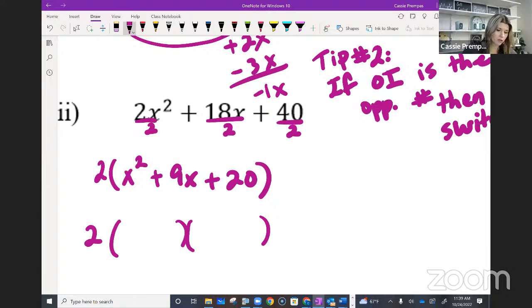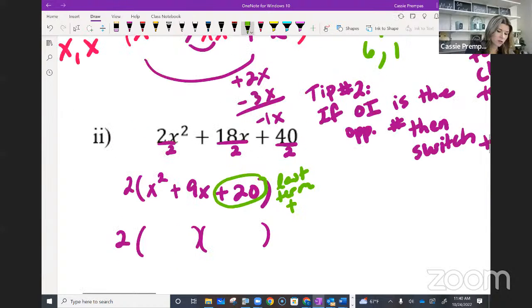Let's start with the flow chart. Look at the last term. Which one's the last term? X squared, 9x, or 20? 20. So I need to determine, is it positive or is it negative? It's positive. So now go back up to the flow chart.